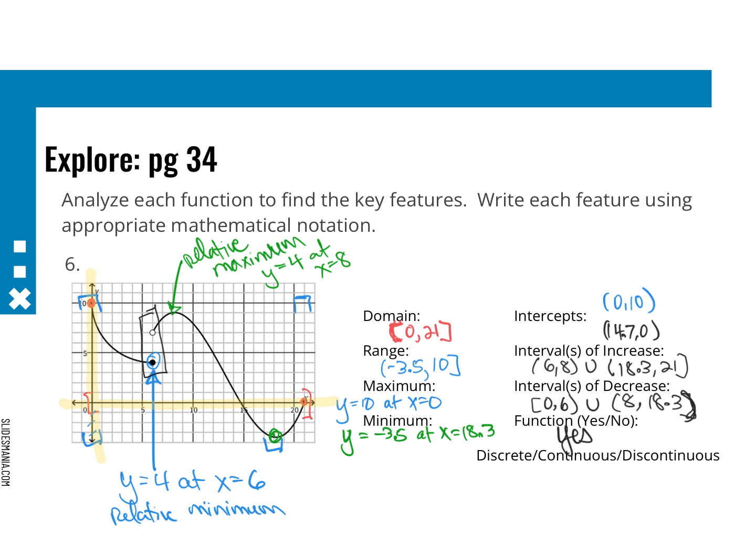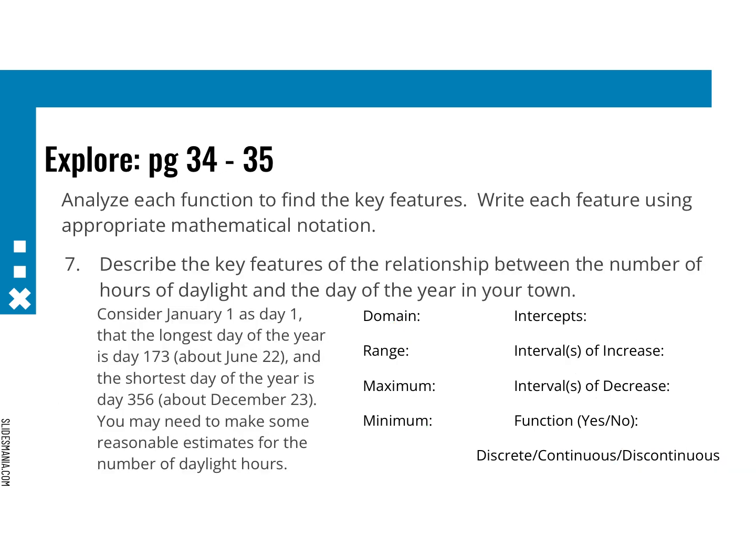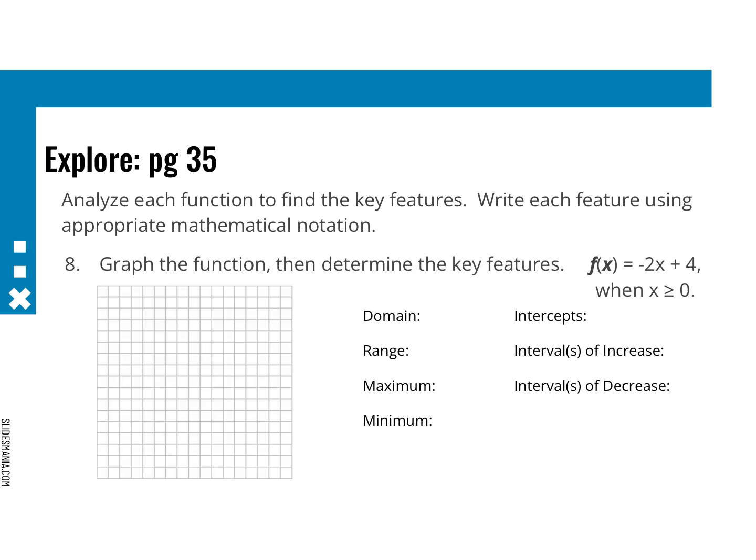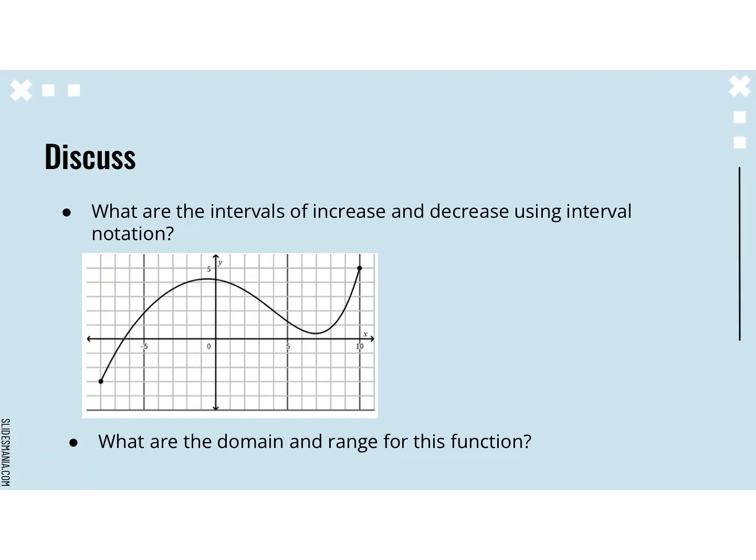Now, is it discrete, continuous, or discontinuous? This is what is considered discontinuous because it breaks at that same kind of area. Number 7, we're going to go ahead and skip, and then we're going to come back to it. And on number 8, I'm going to skip this one too. So we're going to come back to all of these different ones. So make sure you understand the relative minimum, relative maximum, and then we've kind of talked about all the other kind of stuff.